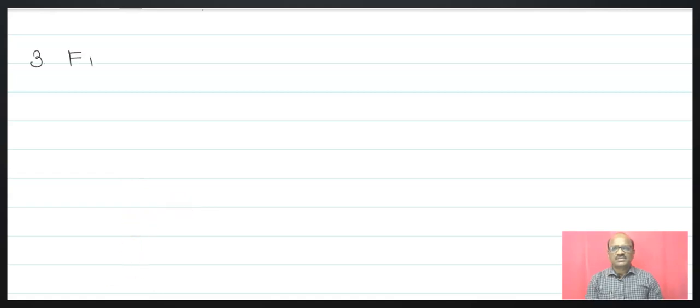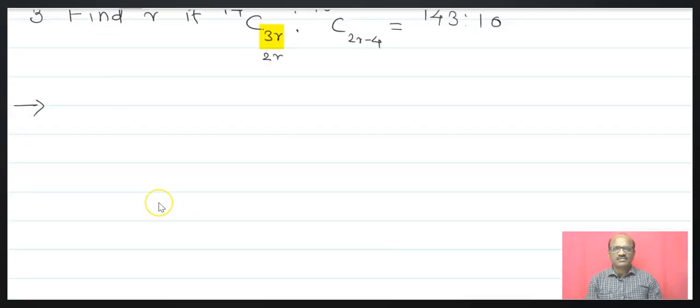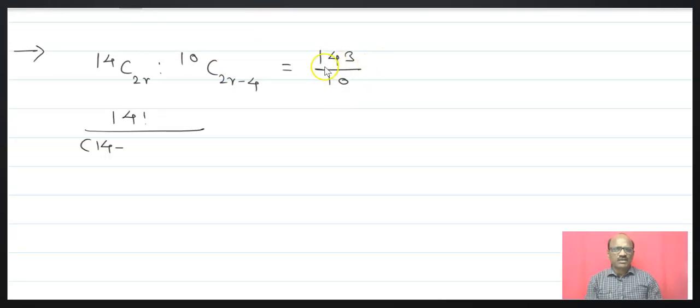Next, example number 3. Find r if 14C3r : 10C2r minus 4 is equal to 143 : 10. Now here, I have replaced instead of 3r, 2r. That is 14C2r : 10C2r minus 4 is equal to 143 upon 10.